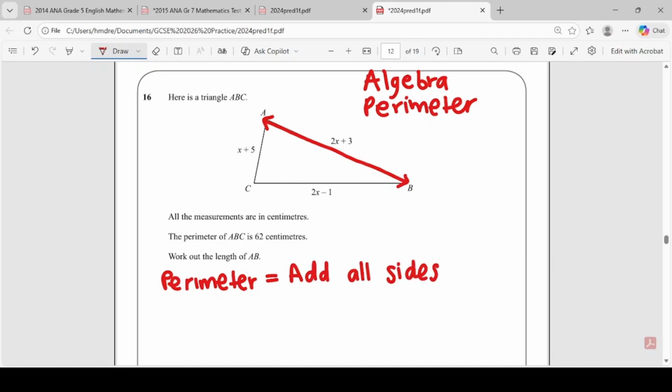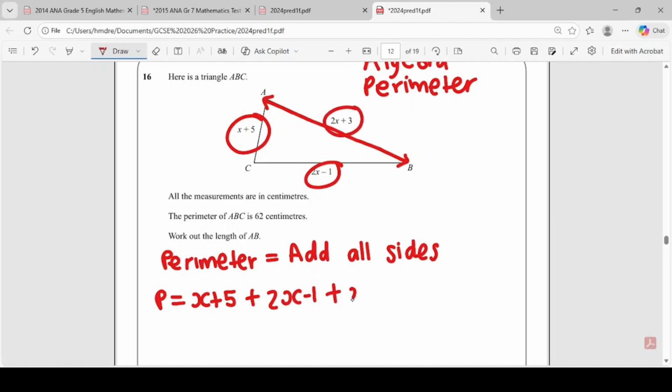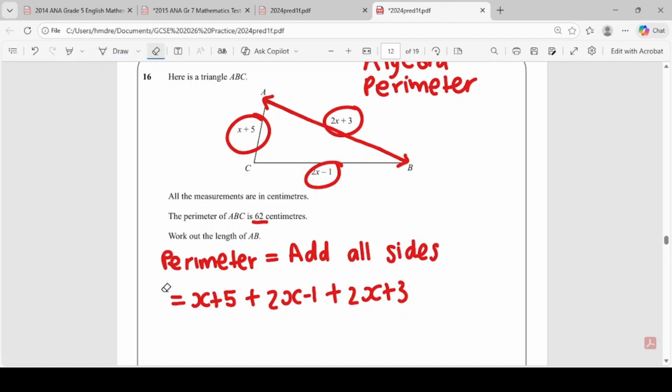So this perimeter is going to look a little bit strange because it is going to be an algebraic expression, but it doesn't matter. So we've got here perimeter is going to be this side, x plus 5. Then this side, 2x minus 1. And this side, 2x plus 3. And they have told us that the perimeter is 62 centimeters. So instead of putting that P, we can say 62.